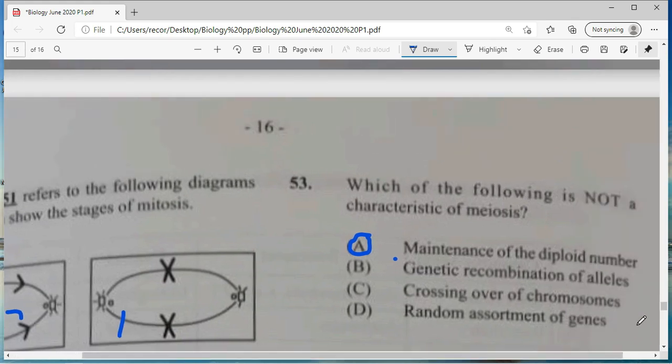Which of the following is not a characteristic of meiosis? Maintenance of a diploid number. We could just stop here. A is not, as meiosis is responsible for the haploid number, that is half the number of chromosomes as with the sex cells. So of course A here is going to be our answer and not the others.